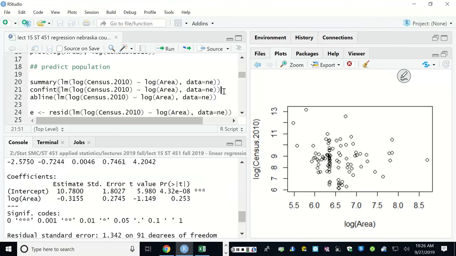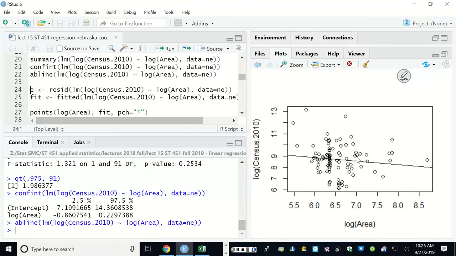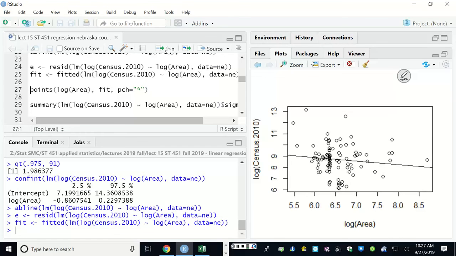Some things you can do in R, you can do confidence intervals, and I'll do a confidence interval for the log area. You can put the regression line on there, so it's sloping down a little bit. You can also get the residuals, the errors, or the fitted values.